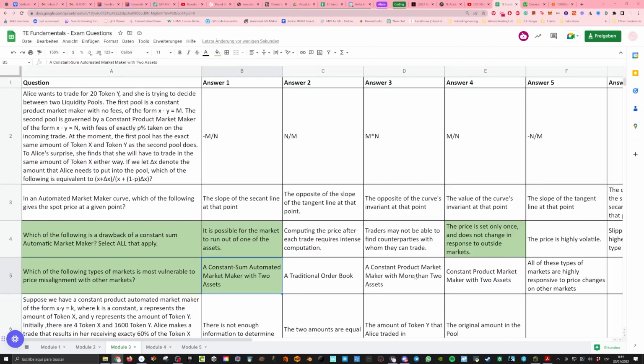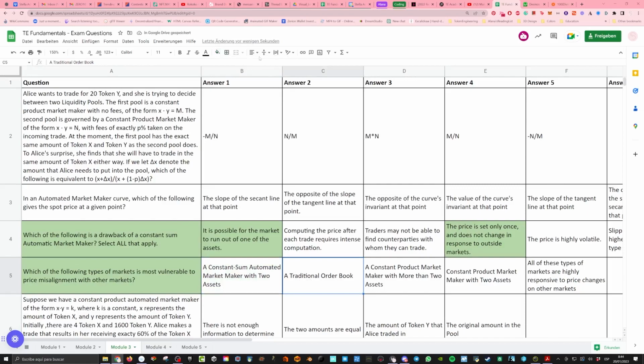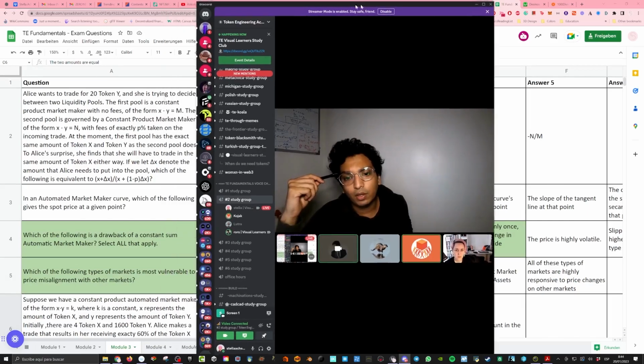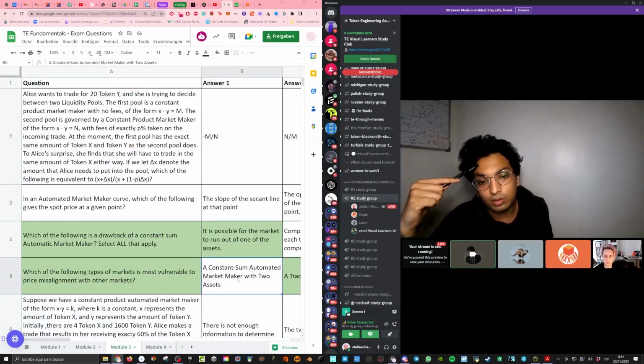But what about the traditional order book? You're being asked in which market there will be the most price misalignment with other markets. Then that would be the traditional order book, that would have the most possibility of misalignment. No, definitely not. The traditional order book is the market. It is the most aligned one. The stock market is a traditional order book.